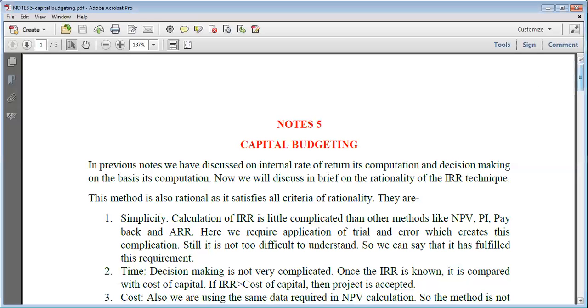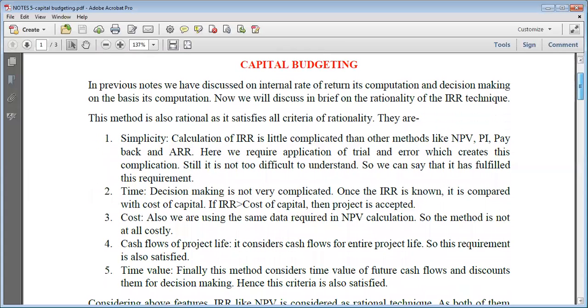Today we are starting with a brief discussion about the rationality of the methods. Basically, it is also a rational method. It satisfies all the conditions of rationality. Just go to the salient points in note number 5, uploaded already. It is a simple method, although the calculation of IRR is a little bit complicated due to the trial and error system, but still it is not as complicated as expected. Anyone with some basic knowledge of present value calculation can do it with little effort.